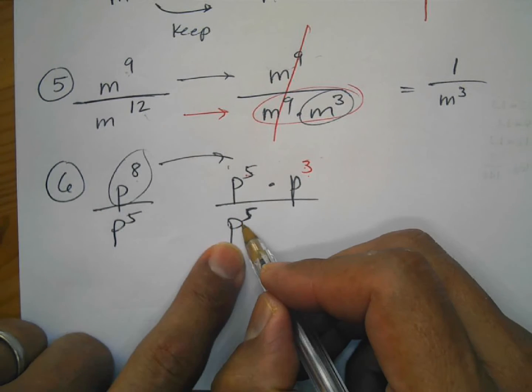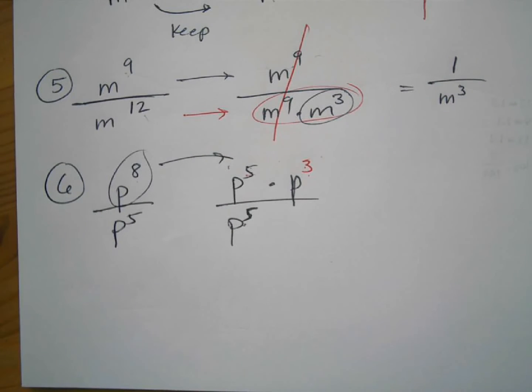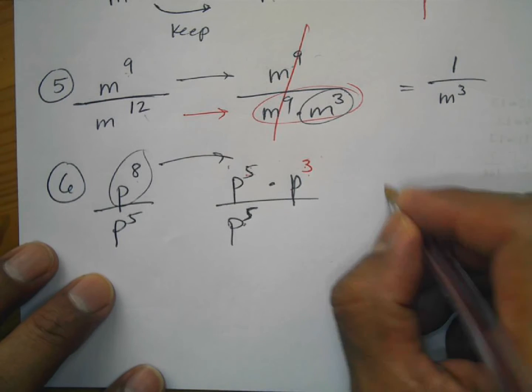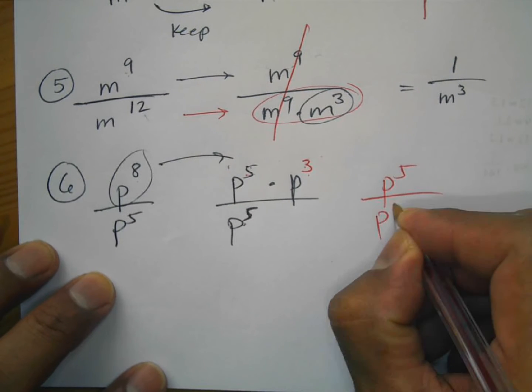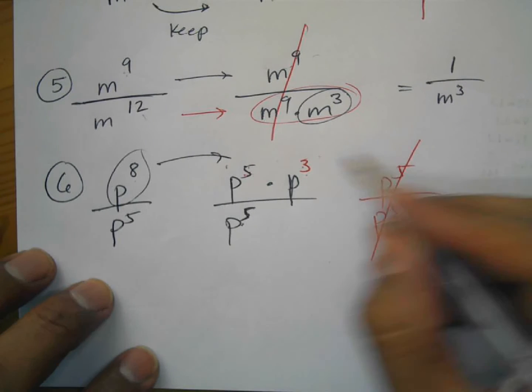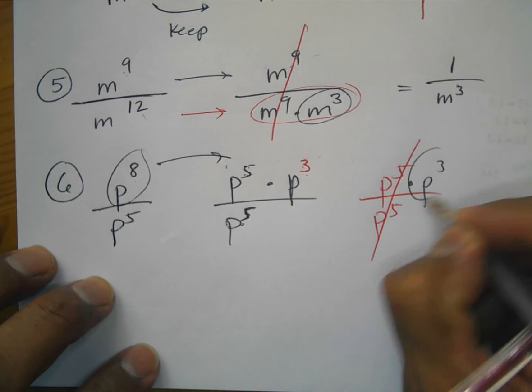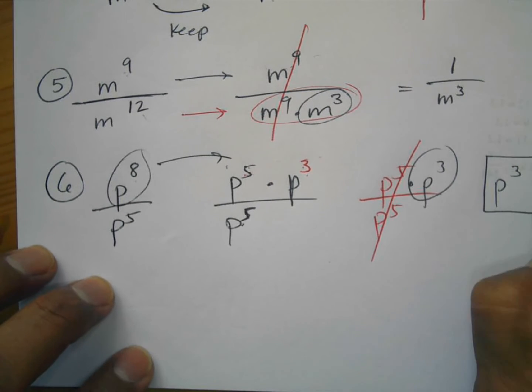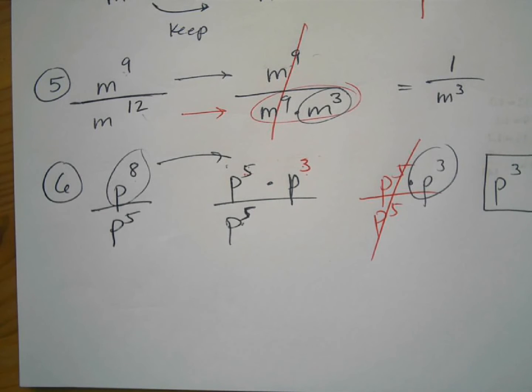Why a 5 and a 3? Because I had a 5 here and I want these to match. Now they're going to what? Cancel out. This P5 and this P5 cancel out. You're left with the P3. And that's your answer. Okay.